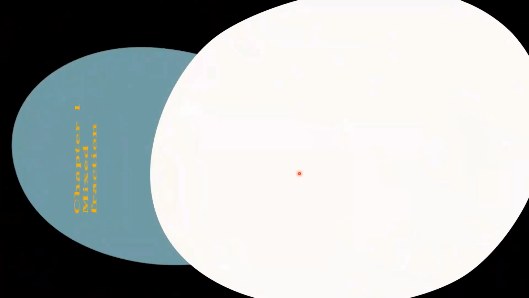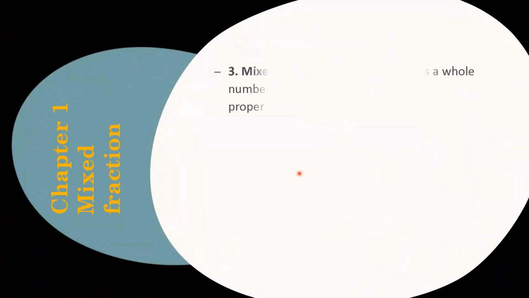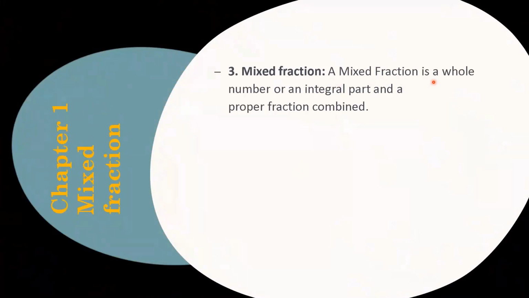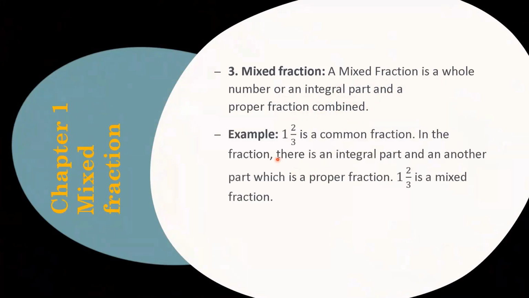Now the next one, that is mixed fraction. A mixed fraction is a whole number or an integral part and the proper fraction combined. So that is the thing, my dear, a mixed fraction has a whole number or an integral part and a proper fraction combined. Earlier I discussed the proper fraction, which is where the numerator is less than the denominator. So my dear, that is the example: 1 whole 2 divided by 3 is a mixed fraction.